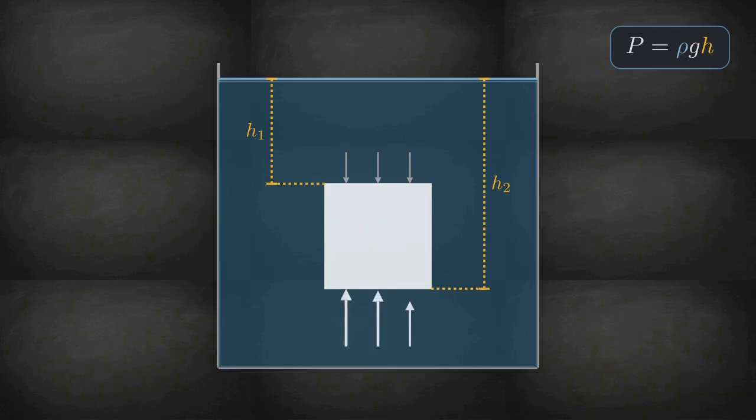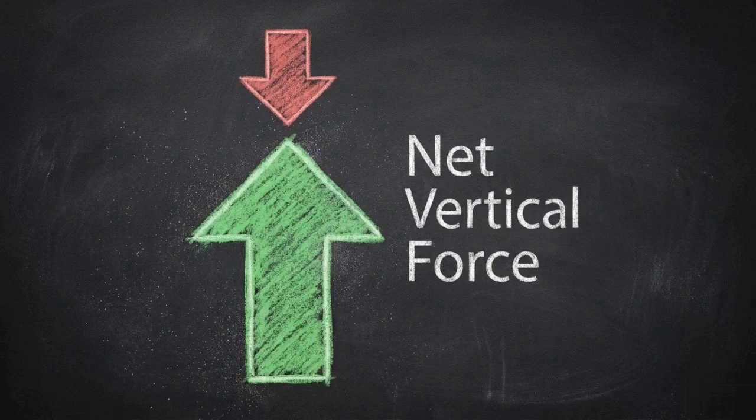Vertical pressure is different. It's determined by depth. The deeper you go, the heavier the water column above becomes. Since the bottom of the cube is deeper than the top, the upward thrust hitting the bottom is stronger than the downward thrust hitting the top. Upthrust is the result of this vertical imbalance. The bottom of the object is always pushed up harder than the top is pushed down.